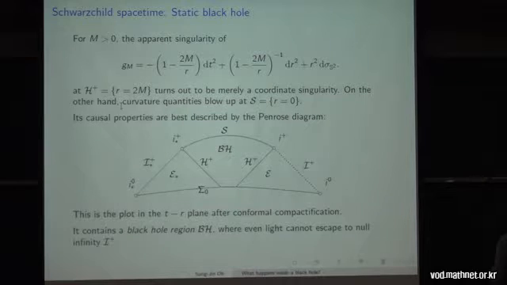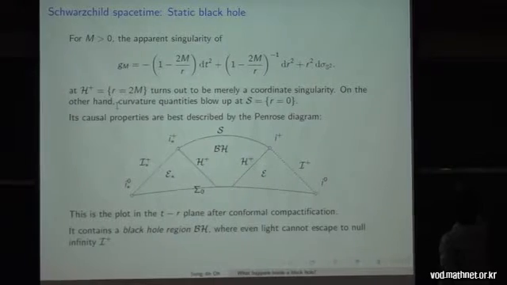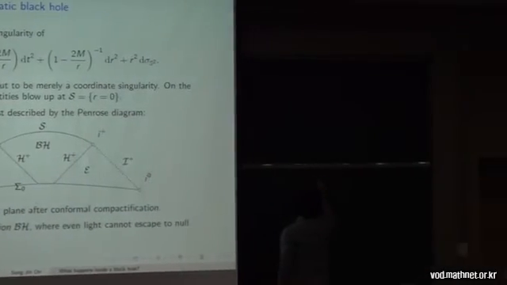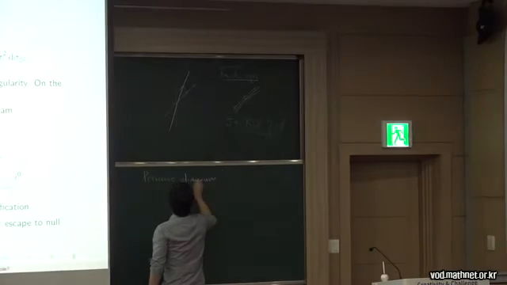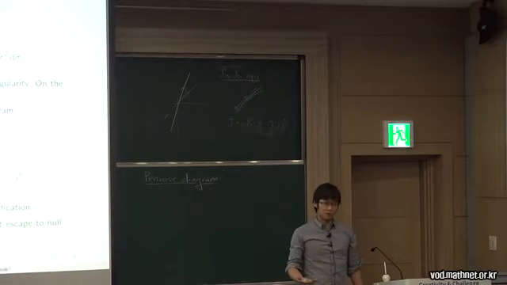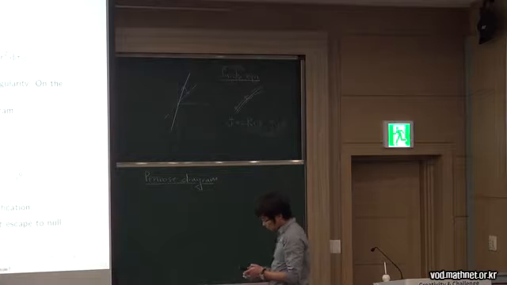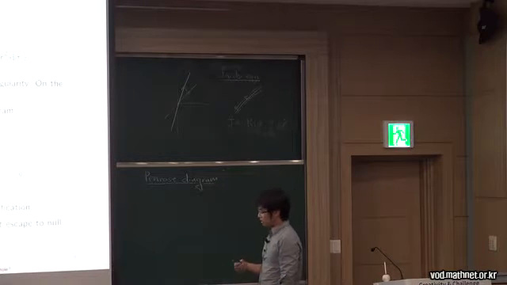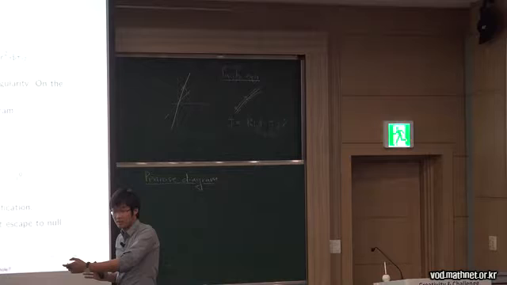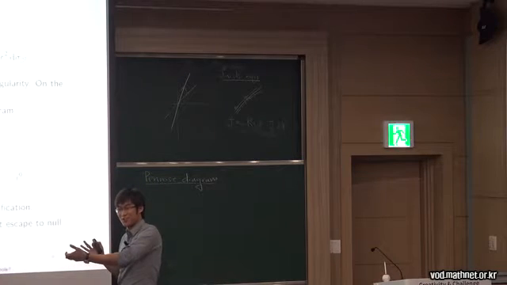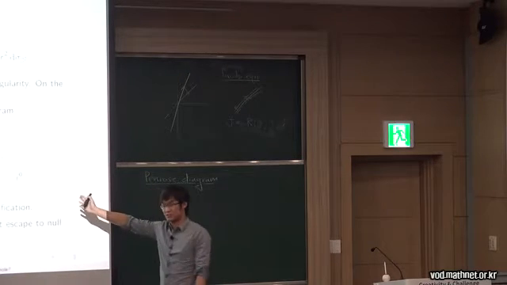And in order to do that, I want to introduce a way to represent the causal properties of a solution to the Einstein equation, which is called the Penrose diagram. So I want to spend some time to discuss this because this will be very convenient in the ensuing discussion. Okay. So what is the Penrose diagram? It's nothing but a way to represent a space-time, on a two-dimensional plane, like this blackboard or this slide.